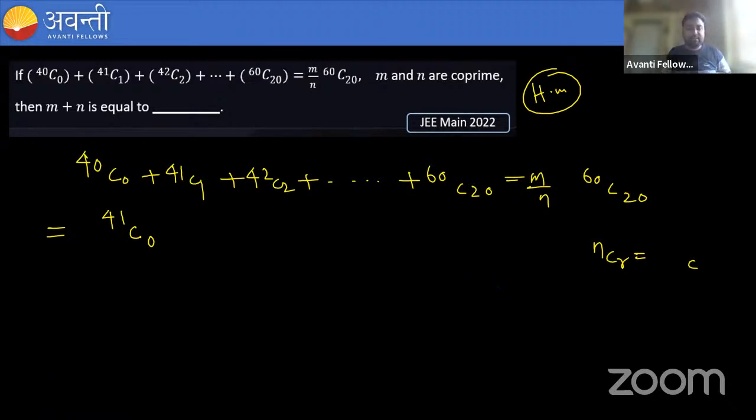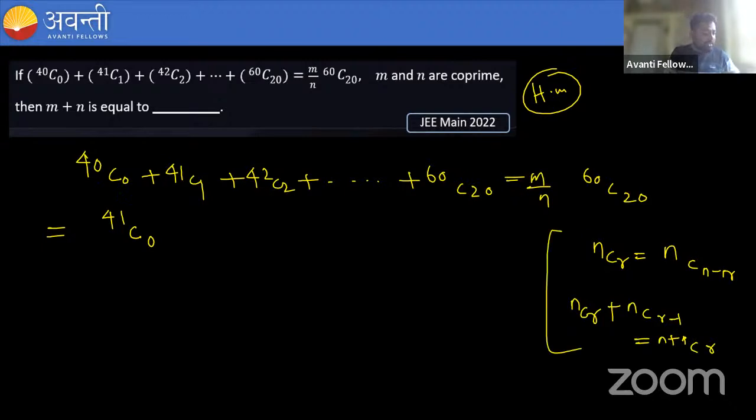This is 40C0 is equal to, what is the formula we used here? That is nCr is equal to nC(n minus r). Yes or no? Or we can say nCr plus nC(r minus 1) is equal to (n plus 1)Cr. Use these two formulae to get the answer.